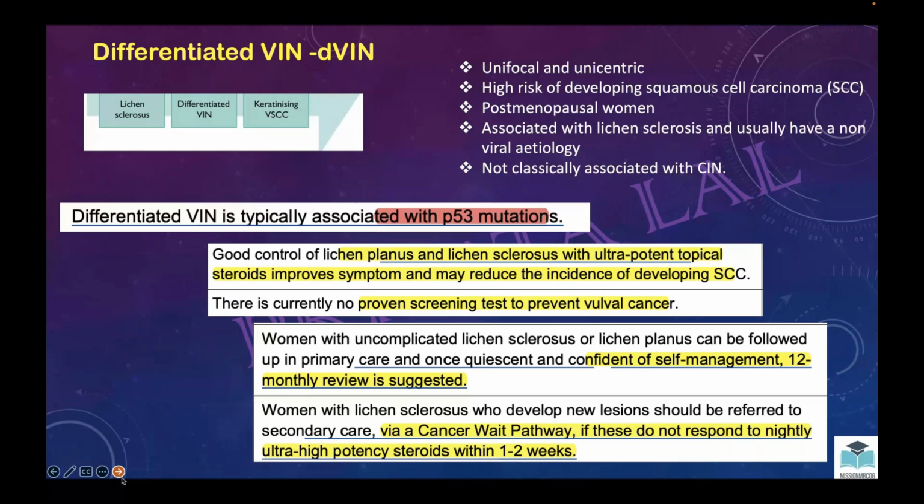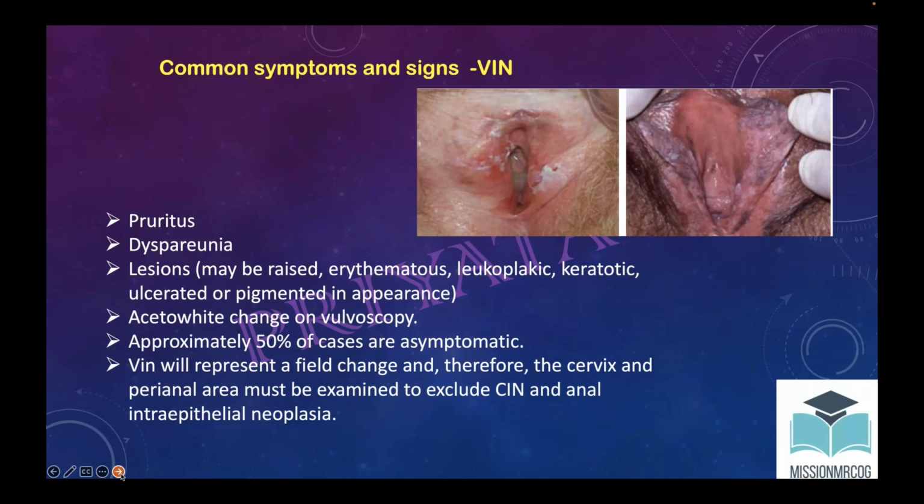Clear, ma'am. Okay. Now, what could be the common signs and symptoms of VIN? Usually the pruritus, and they may cause dyspareunia. Lesions may be raised, erythematous, leukoplakic, keratotic, ulcerated, pigmented in appearance. Many of the time, I have seen an EMQ also where the keyword was pigmented, so then it was VIN. And when these lesions are there, if we do colposcopy, on application of acetic acid, they appear aceto-white.